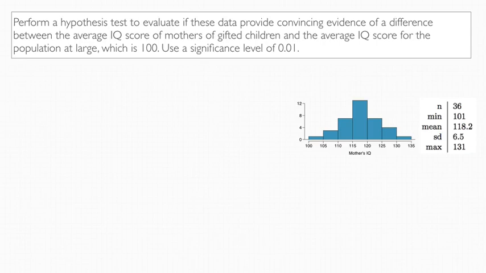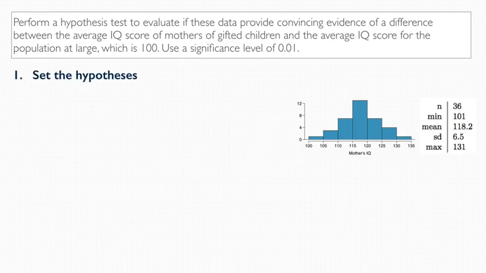We are asked to perform a hypothesis test to evaluate if these data provide convincing evidence of a difference between the average IQ score of mothers of gifted children and the average IQ score for the population at large, which happens to be 100. We're also asked to use a significance level of 0.01.